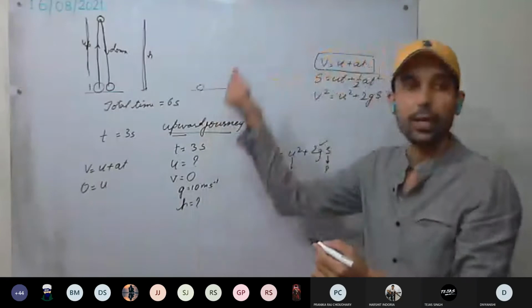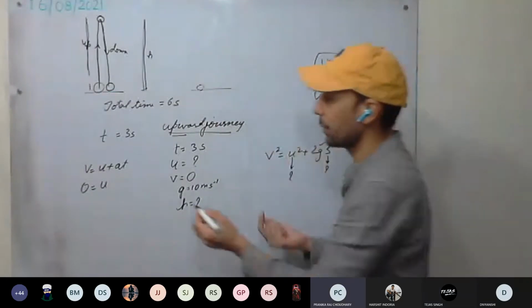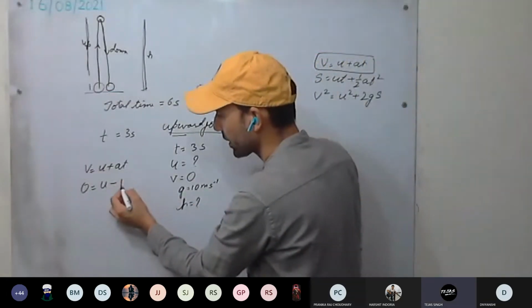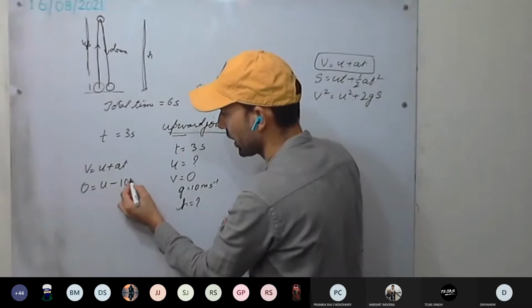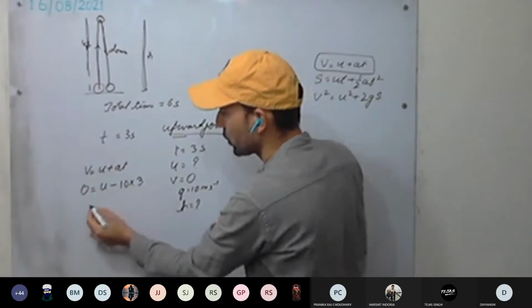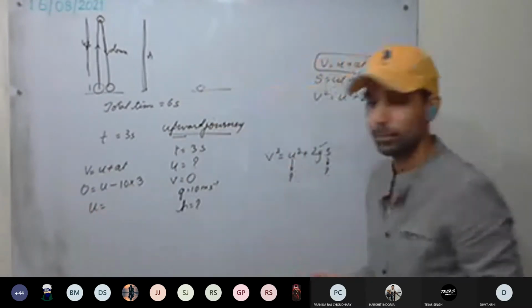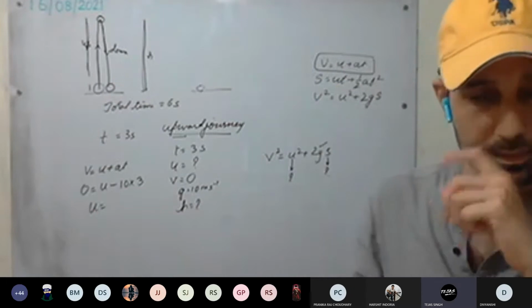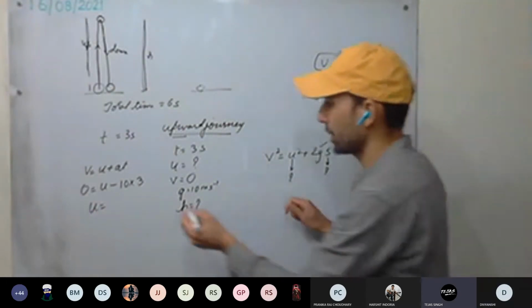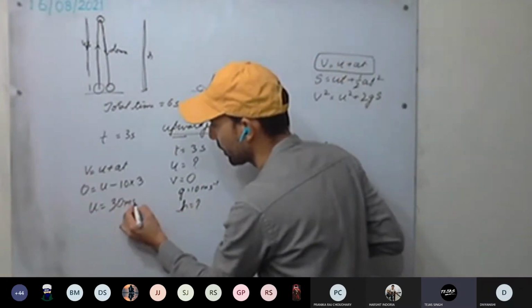Here it is going upward, so it means minus g, or minus 10. And t is 3 seconds. So u equal to how much? 30. 30 meter per second. Okay, 30 meter per second.